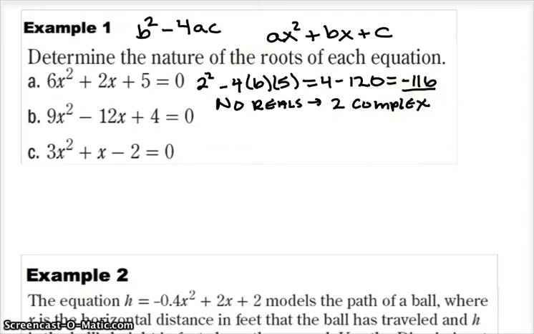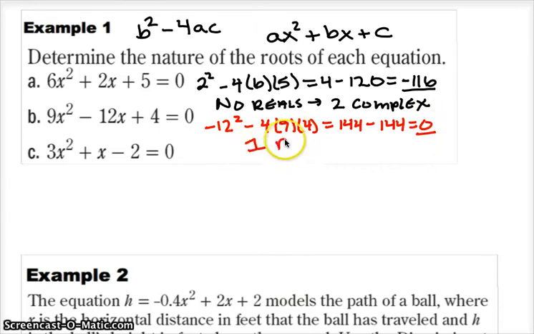Let's look at part B. If I plug my values in, I get negative 12 squared minus 4 times 9 times 4. This gives me 144 minus 144 for a total of 0. Because I got 0, that tells me that there is one real solution.